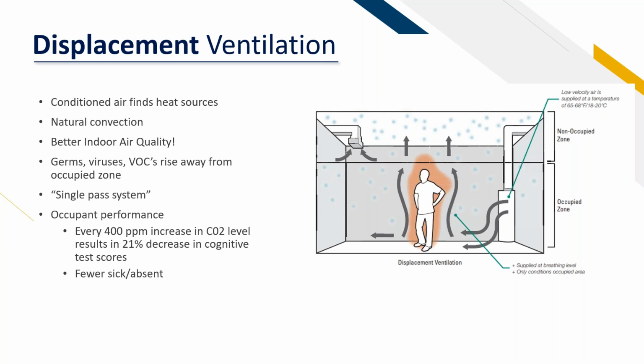And it's just going to be natural convection. It's just going to find a heat source, find some bodies, and go up and out of the zone. And it's very low speed as well. So even if you have a desk next to this, they're not going to feel cold. They're not even going to feel the draft, really. It's a very low speed system.